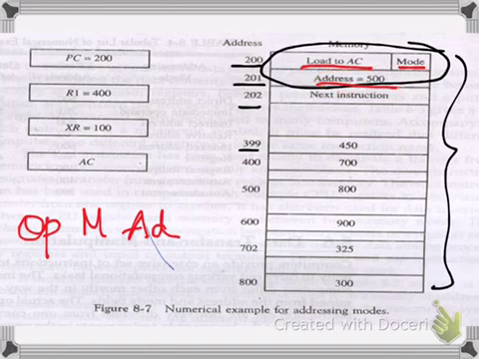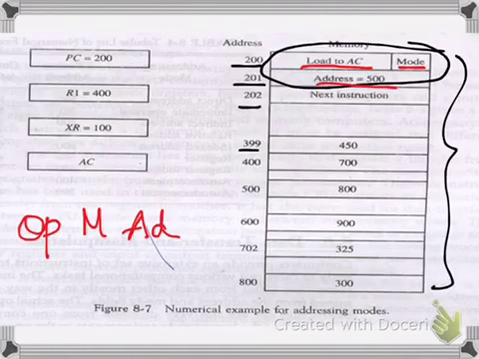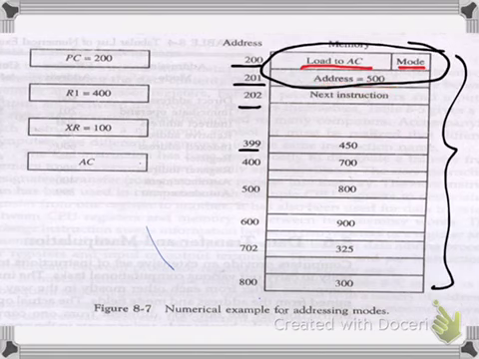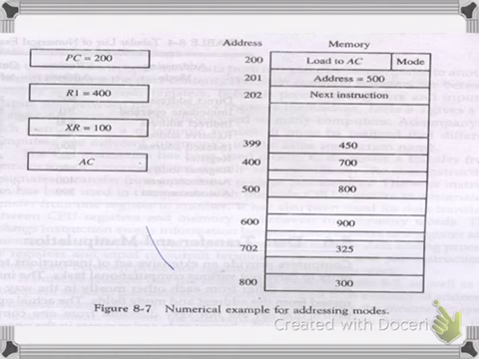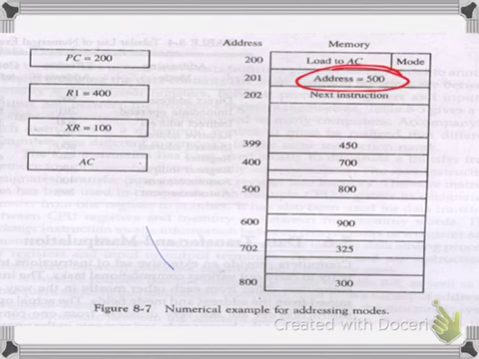So this is your immediate mode. The operand is in the address field itself. Okay, so now let us see the third one.